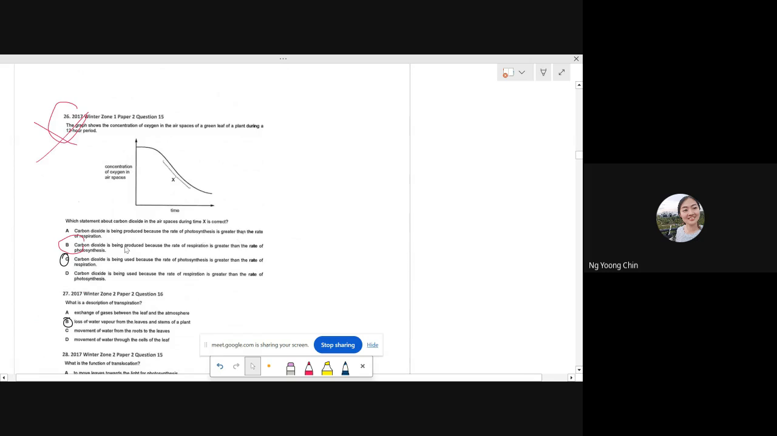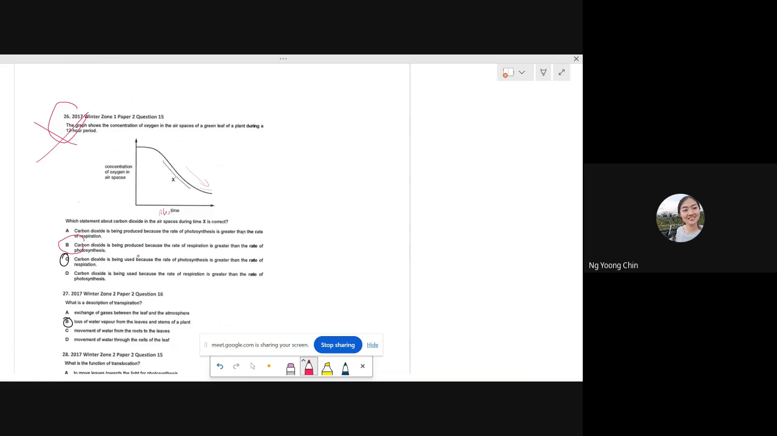this is B, because of the concentration of oxygen in the airspace of the green leaf of a plant during the 12-hour periods. So what happened is the oxygen concentrations, you can see they are actually reducing. They're actually reducing, right? So which statement about the carbon dioxide in the airspace during the time X is correct?